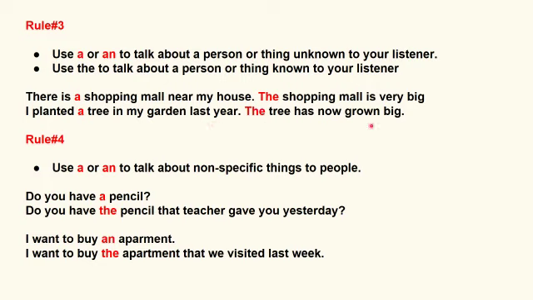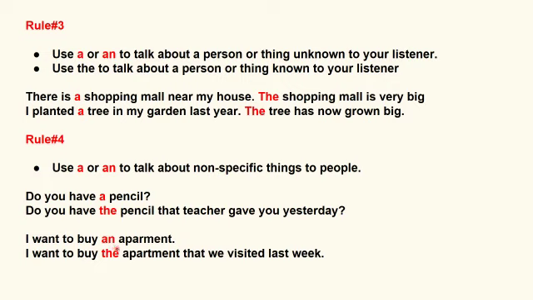I planted a tree in my garden last year. The tree has now grown up. When I repeat this tree, now it's known to my listener, so I can say the tree has now grown up. Rule number 4. Use a or an to talk about non-specific things to people. For example, do you have a pencil? Which pencil? Any pencil. I'm not specifying it. If I use it specifically, I can say, do you have the pencil that teacher gave you yesterday?